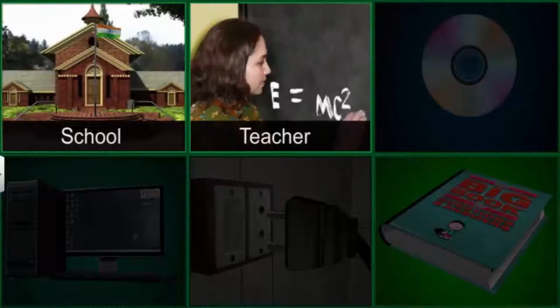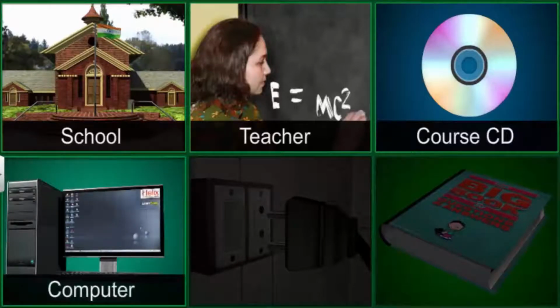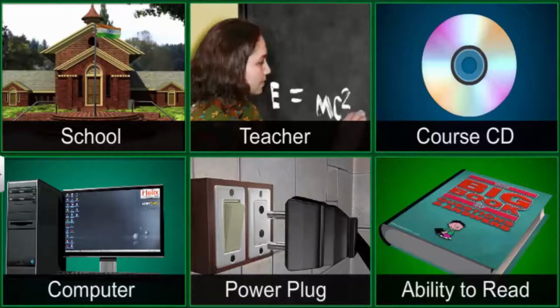Your school where you can sit and watch this course. Your teacher who can explain it to you. A CD that contains this course. A computer to run the CD on. Electricity supply to run the computer. Your own ability to read and write. These are just some of the things that allow you to go through this course.